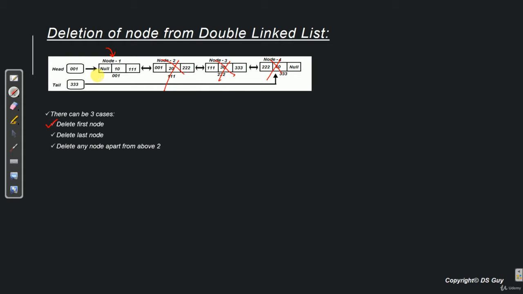So in this case, head would have been pointing to node 1. Similarly, tail would also have been pointing to node 1. So the value here would have been 001. Now if we want to delete node 1, the steps will be simple. We will make head as null and similarly we will make tail as null. So when we make both of them null, this link over here gets destroyed. So node 1 is not being pointed by any reference anymore. So automatically it becomes eligible for garbage collection and the system will automatically delete it.